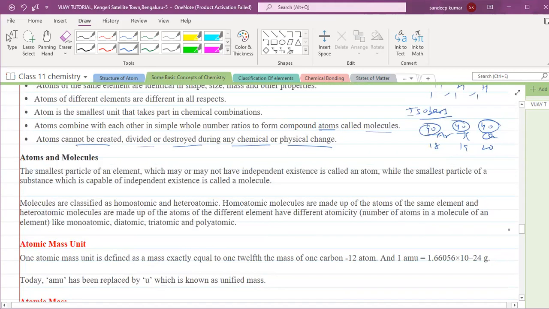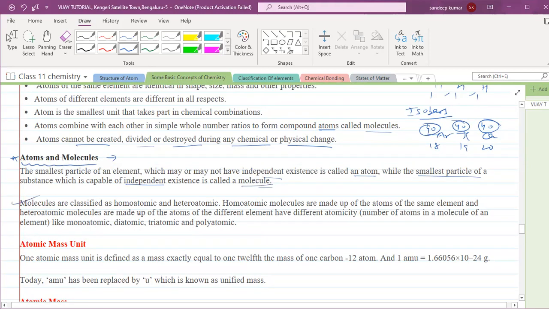You should know what atoms and molecules are. When we talk about atoms, an atom is the smallest particle of matter which may not exist independently. And what is a molecule? A molecule is a group of atoms which exists independently. The smallest particle of an element which may or may not have independent existence is called an atom, while the smallest particle of a substance which is capable of independent existence is a molecule.